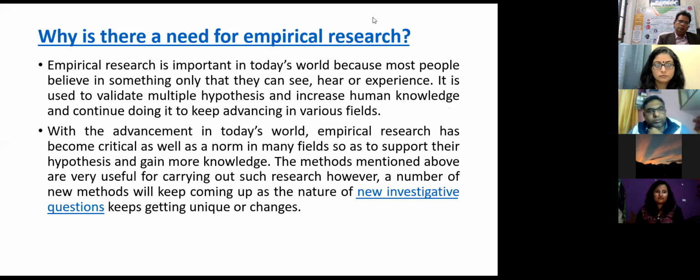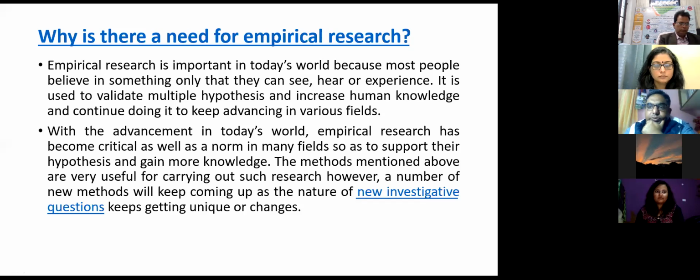Then why is there a need for empirical research? Empirical research is important in today's world because it believes in something only that one can see, hear, or experience. It is used to validate multiple hypotheses and increase human knowledge, and continue doing it to keep advancing in various fields. So वही है कि आप खुद authenticate करते हैं, and then you are satisfied, and you know, like you're telling the right thing, and you come up with the right conclusion.